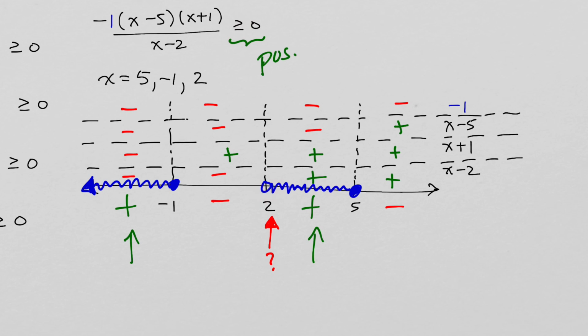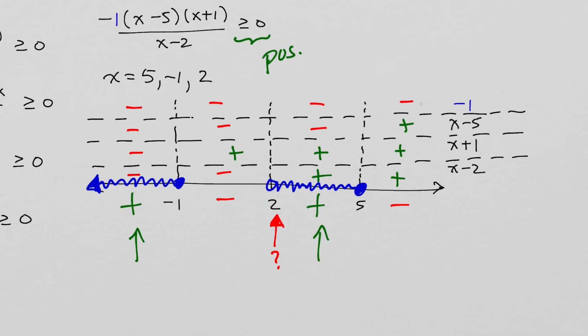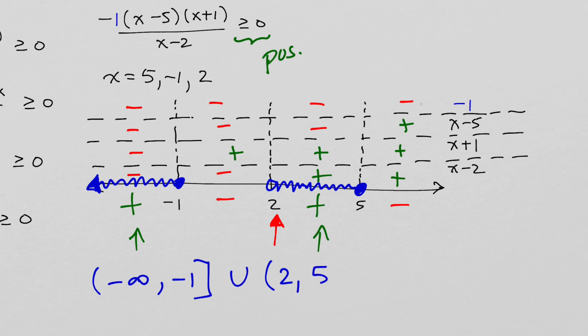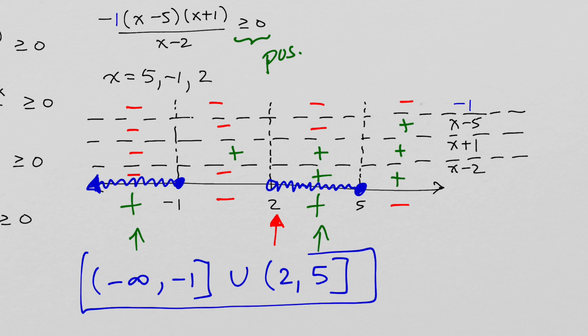So even though we want to include all of the endpoints because we have equal to here, we cannot include 2 no matter what. So the solution is, in interval notation, all the numbers from negative infinity up to negative 1, including negative 1, union all the numbers from 2, not including 2, up to 5, including 5. So this is our solution here.